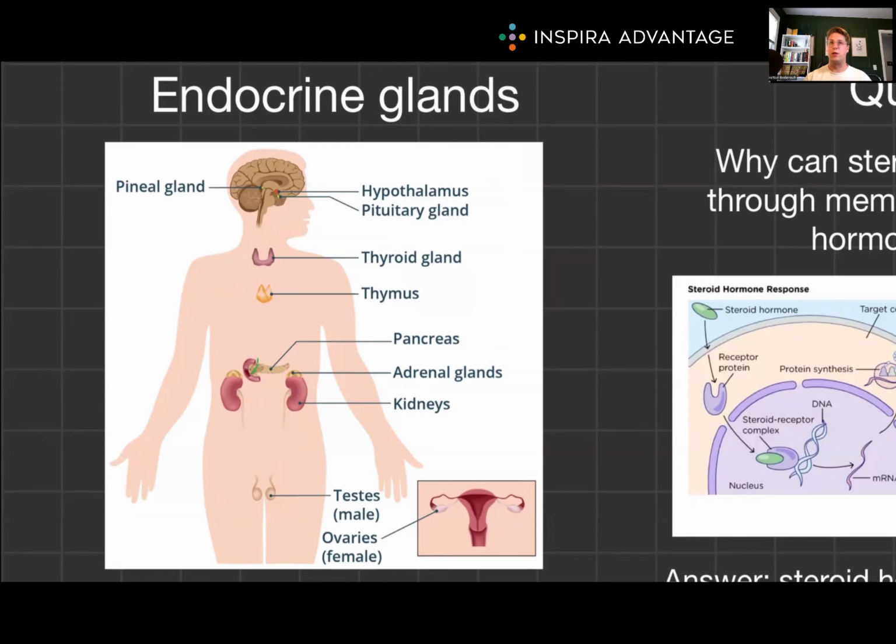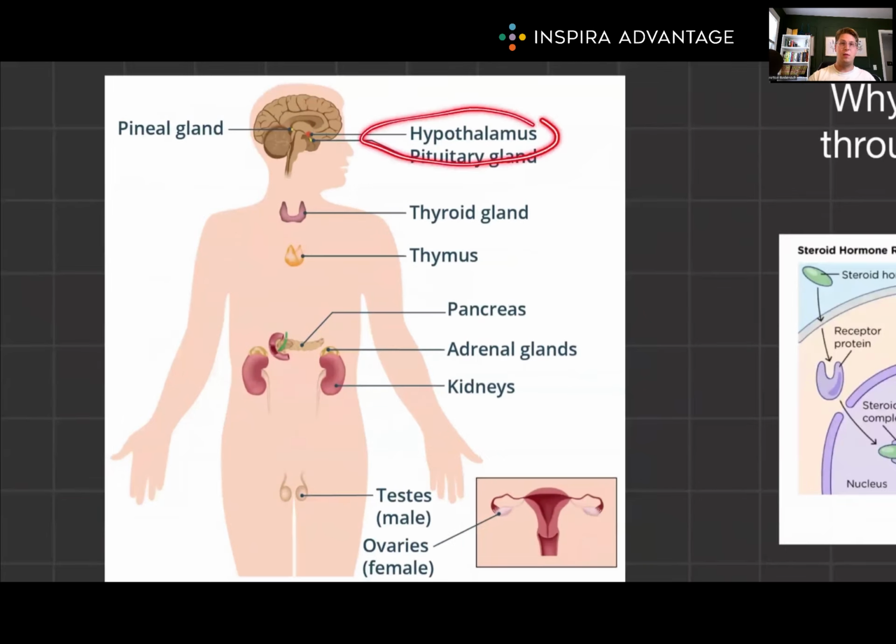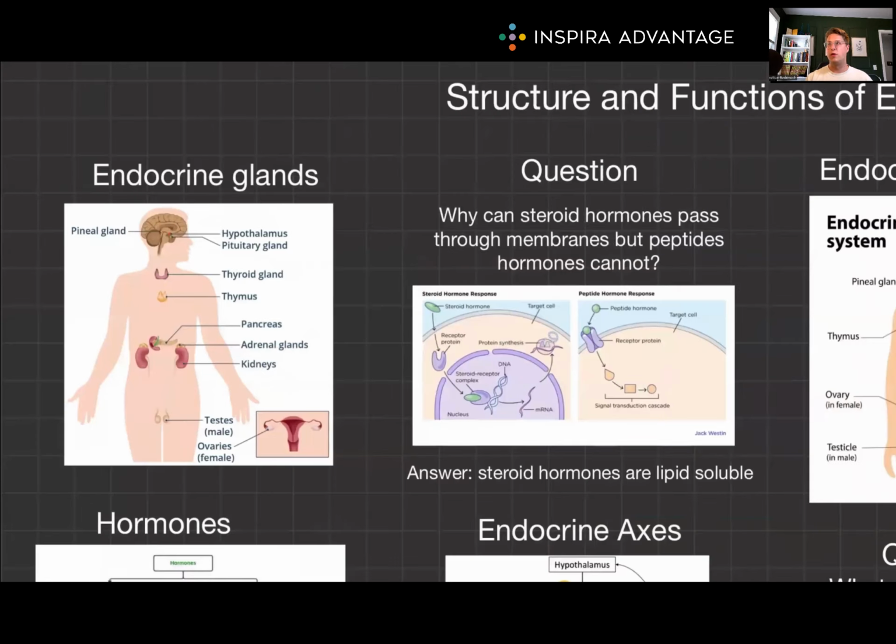Let's start by looking at the major endocrine glands. We've got the hypothalamus, which links the nervous system and endocrine systems, pituitary, often called the master gland, the thyroid and parathyroid glands, which regulate metabolism and calcium levels, adrenal glands, which produce stress hormones, the pancreas helps control blood sugar, gonads produce sex hormones, and those are the major ones you need to know.